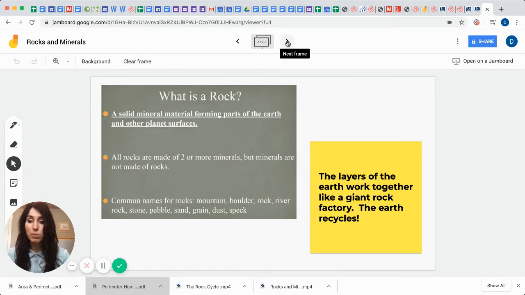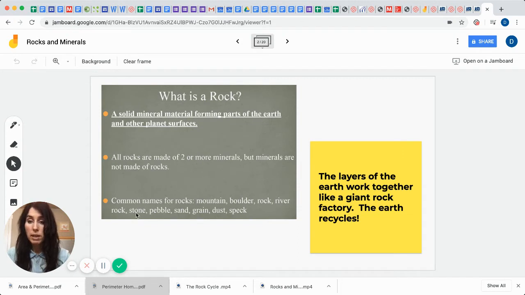So what exactly is a rock? This is what I would like you to write down in your spiral journal. A rock is a solid mineral material that's formed from parts of the Earth and other planet surfaces. All rocks are made of 2 or more minerals. So in order for it to be a rock, it has to have at least 2 or more of the minerals we're going to be talking about in it. But minerals are not made of rocks. They are created by themselves, but when added to another mineral, that's when we form our rocks.